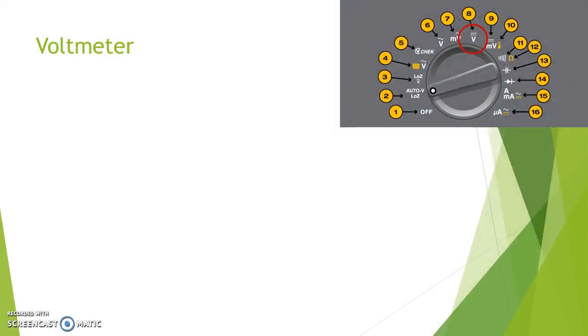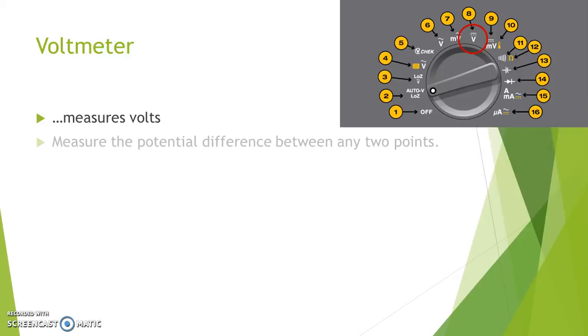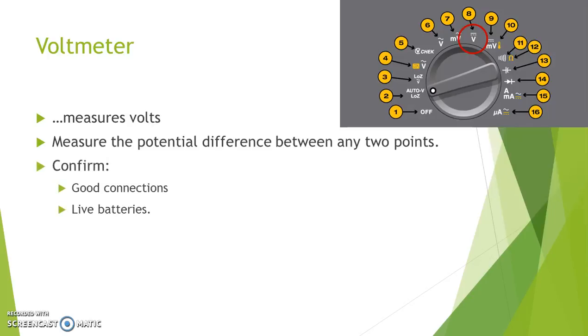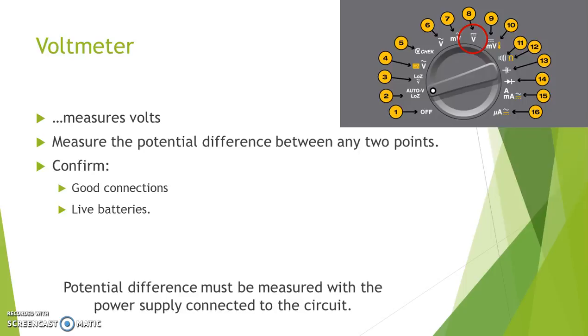Okay, the voltmeter. No great shock, measures volts. So it measures the potential difference between any 2 points. So with this, we can confirm that we've got good connections throughout our circuit. We can confirm that we have a live battery or a good power source. Now, the difference here, potential difference, has to be measured with the power supply connected to the circuit. If there's no power supply connected to the circuit, there's no potential difference across anywhere in that circuit.